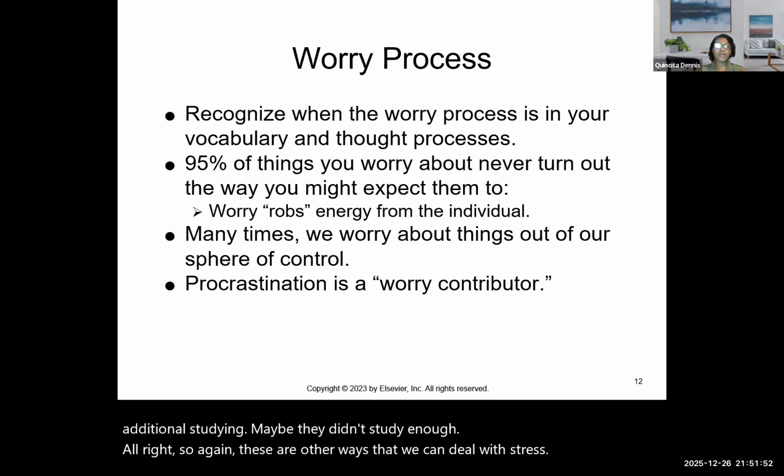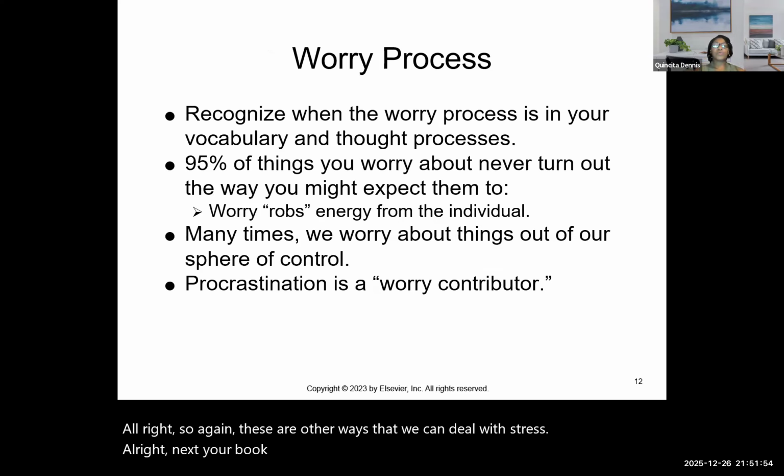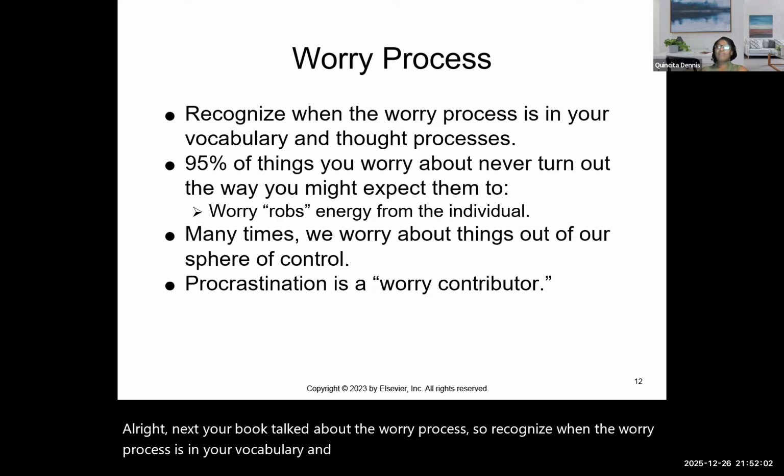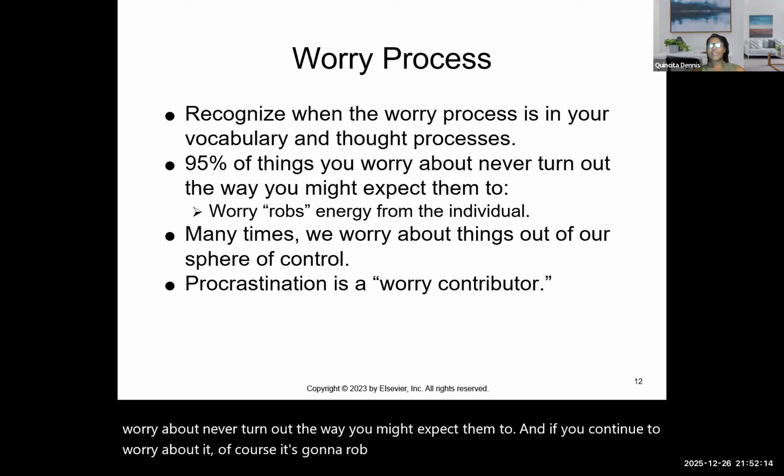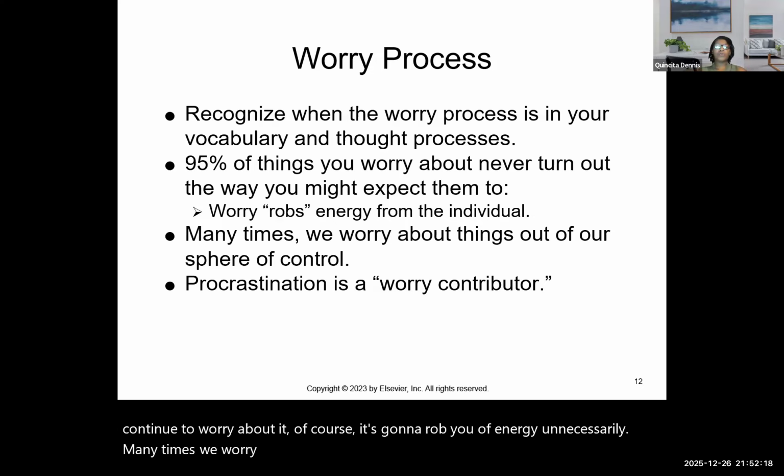All right, next, your book talked about the worry process. So recognize when the worry process is in your vocabulary and thought process. All right, 95% of things that you worry about never turn out the way you might expect them to. And if you continue to worry about it, of course, it's going to rob you of energy unnecessarily. Many times we worry about things that are out of our control, and a big contributor of worry is procrastination. Some of us are procrastinators.